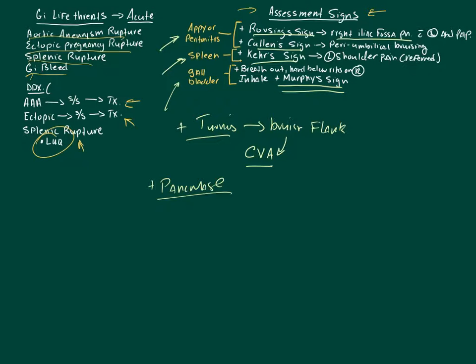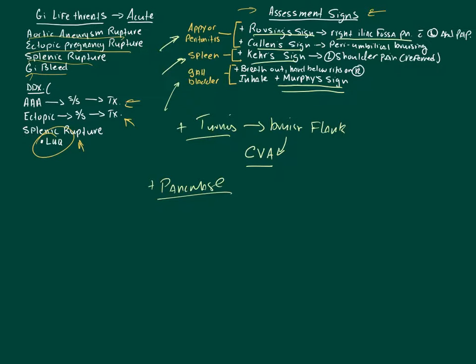So are you guys okay with these signs? The Rovsing sign, the Cullen sign, Kerr's sign, Murphy's sign, and Gray-Turner sign. Unfortunately, these are not talked about in the book. Rather, the book talks about them in more practical terms. Bruising around the umbilicus is what the book says. Pain with palpation to the right lower quadrant. Bruising to the flank. But I want you to be familiar with the proper names for those findings because they do tend to make their way onto tests.